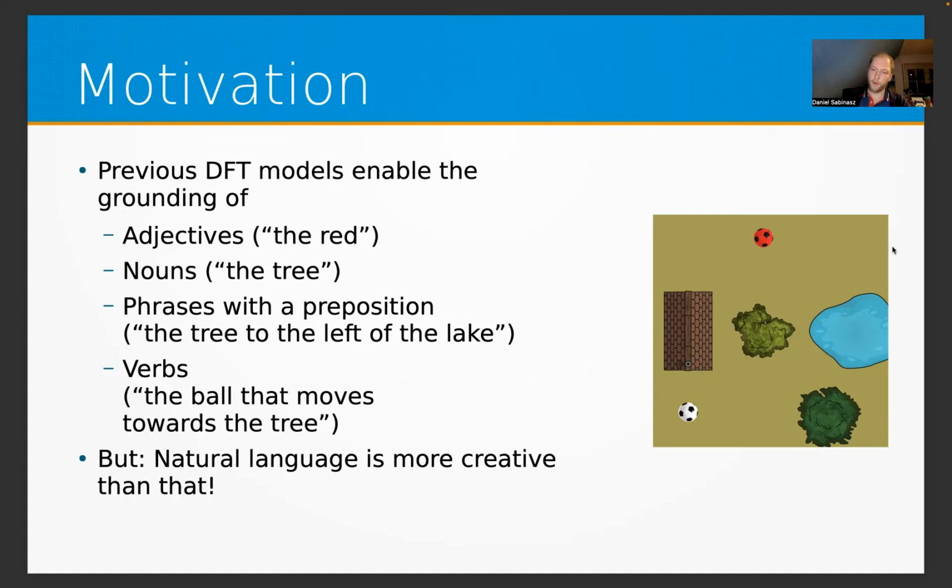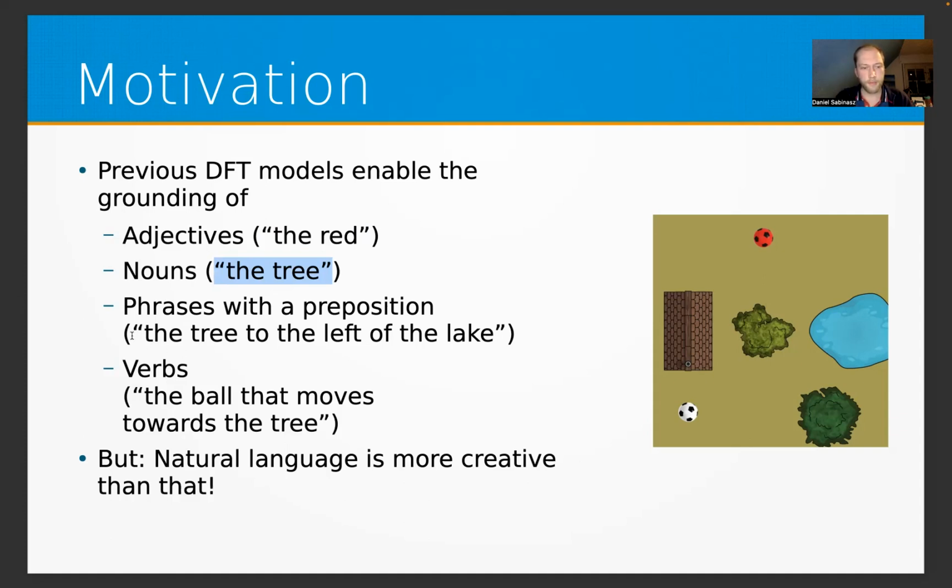So assuming that you're looking at a certain scene, here we have a toy scene, which could be thought of as a map that's viewed from the top, perceptually grounding an adjective then amounts to activating the perceptual representation of redness, and then grounding the phrase "the red" would amount to visually searching for a red object in the visual input. And the same holds true for nouns. So grounding a noun would mean activating a prototypical representation of the noun. And then again, grounding the whole phrase amounts to visually searching for a tree in the visual array.